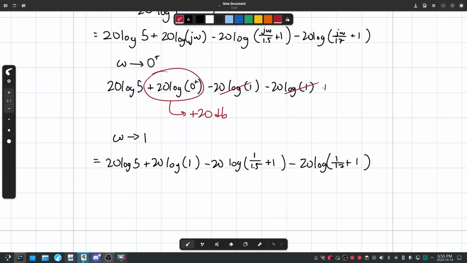Now, suppose that we had an extra term here that goes to 0. This means another 20 decibels. So our slope would be plus 40. We just count the terms left over. These ones are 0, so they don't count.